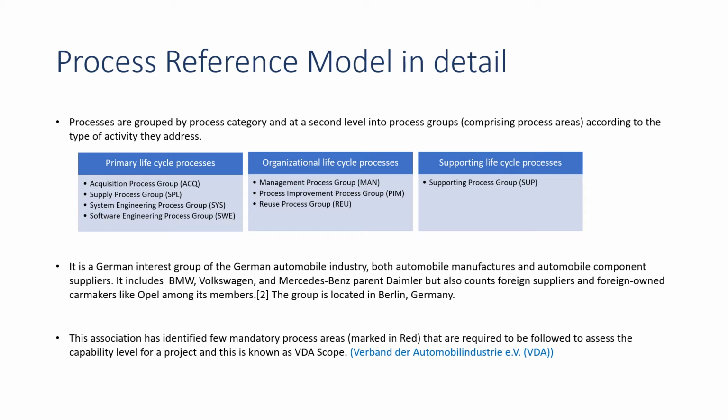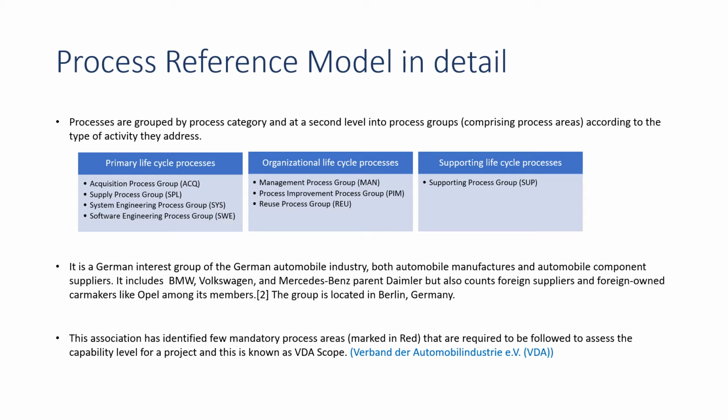So coming to the process reference model, as we discussed, there are three different categories: primary lifecycle processes, organizational lifecycle processes, and support lifecycle processes. In primary lifecycle processes, there are four further segregations. One is acquisition, ACQ; the supply process group, SPL; the system engineering process group, SYS; and the software engineering process group, SWE. Four different groups: ACQ, SPL, SYS, SWE.